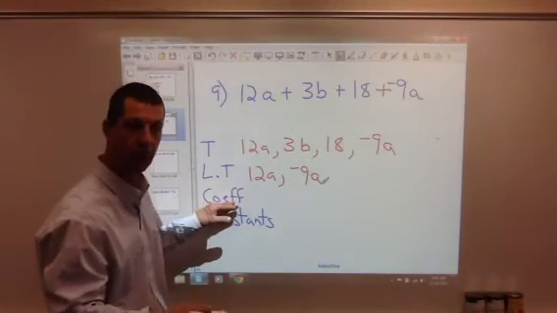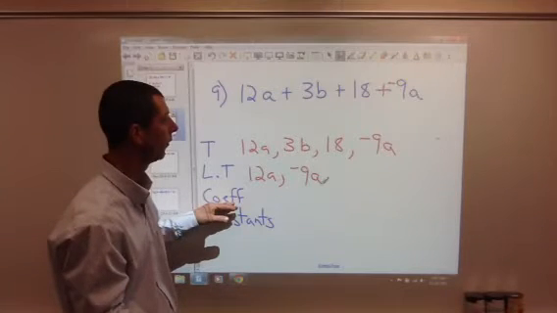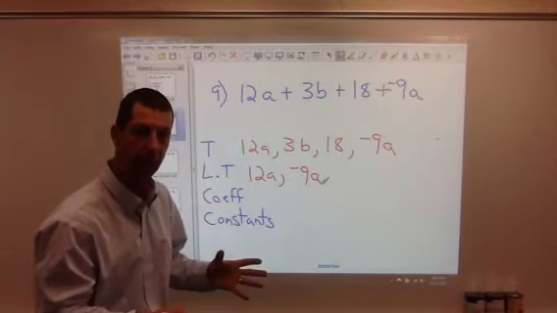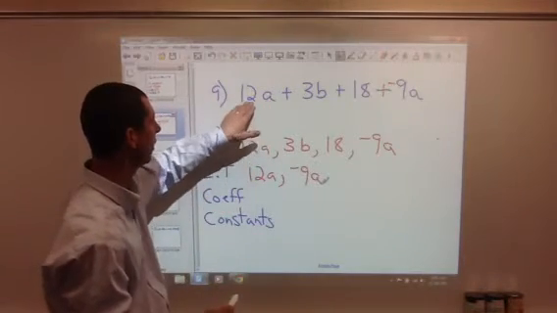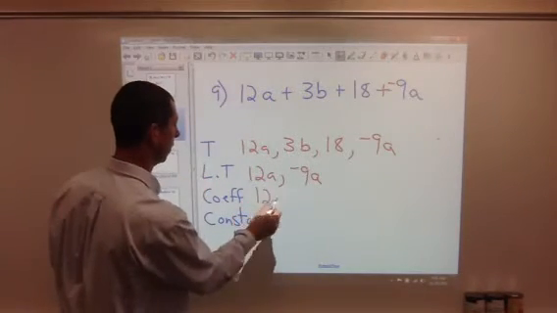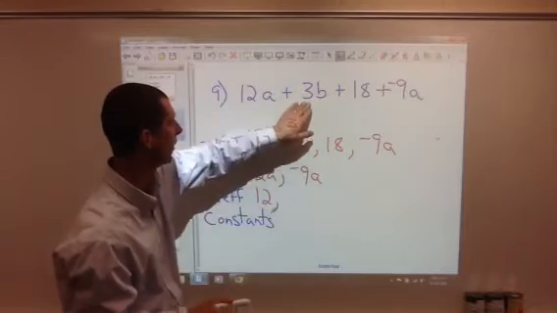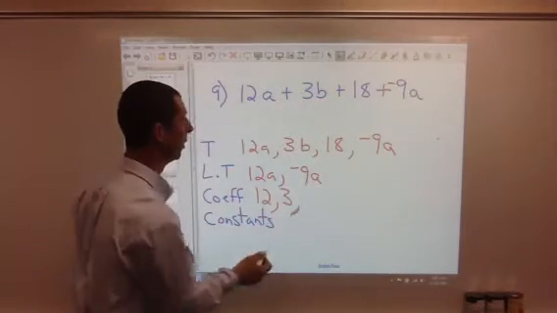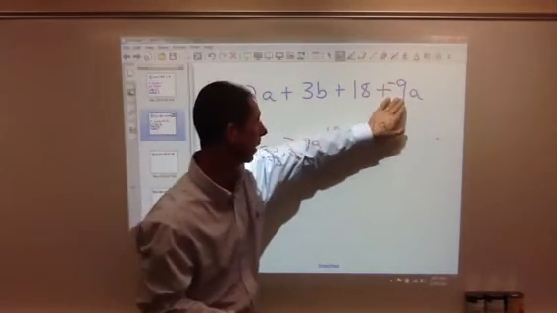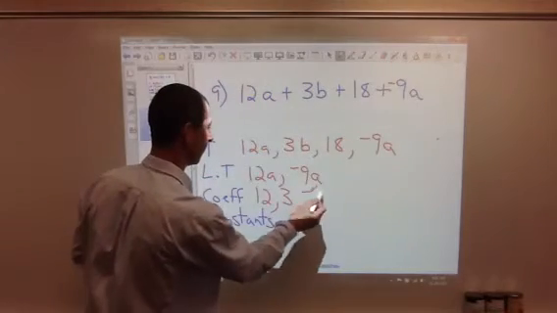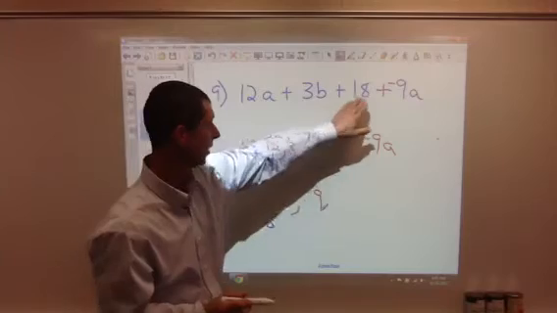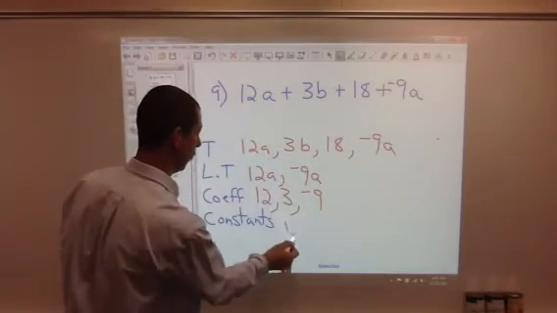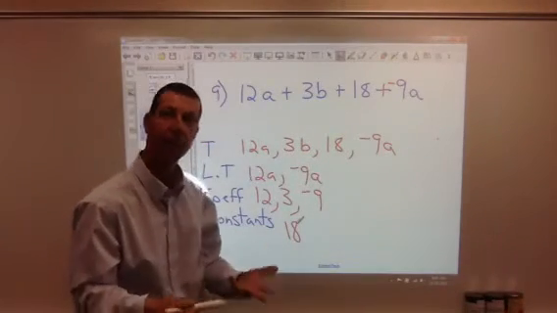Coefficients, numbers now that are with the variable or before the variable. Anytime you got a variable, you have a coefficient. That's a good way to think about that. Here's a variable, here's a coefficient, 12. Okay, here's a variable, here's my coefficient, 3. Okay, here's a variable, here's my coefficient, negative 9. Okay, and then the constant, one constant in this problem, which is 18. Remember, a constant will not have a variable with it.